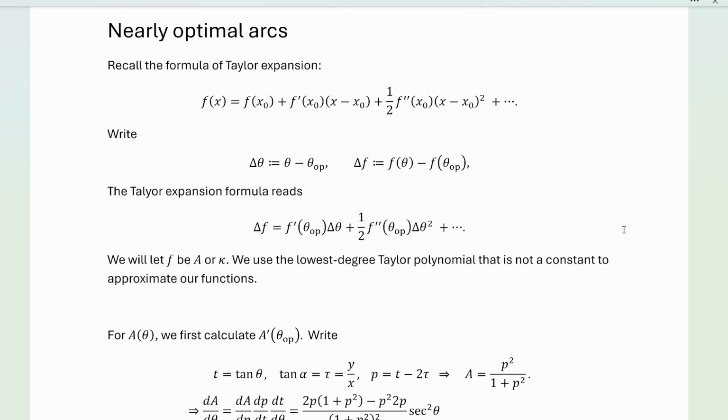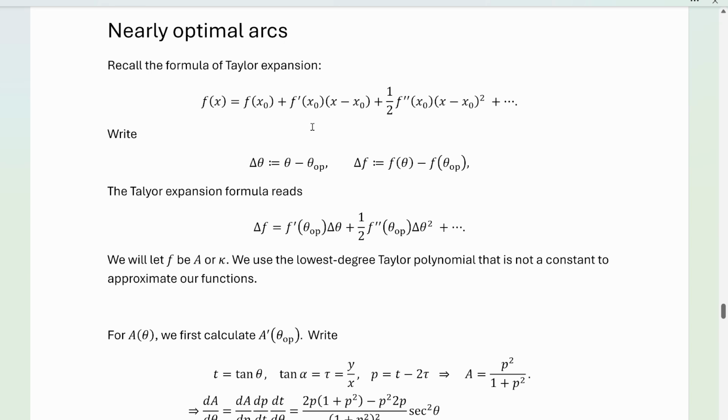Okay, now that we have the functions in their exact forms, we also wish to know their behaviors when theta is near the optimal launch angle, for which we will develop a couple of approximations. The tool for that is the Taylor expansion. That is, near a point x0, a function can be approximated by a power series, provided the function is analytic. Here, the function f in the general Taylor expansion will be replaced by a or kappa. We will use the lowest degree Taylor polynomial that is not a constant to approximate our functions. So the problem just boils down to calculating the derivatives of a and kappa at the optimal angle theta OP.